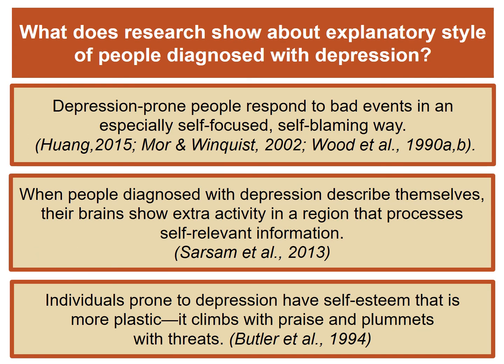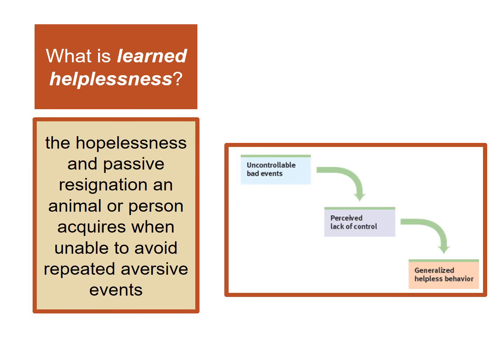What does research show about the explanatory style of people diagnosed with depression? Depression-prone people respond to bad events in an especially self-focused, self-blaming way. When people diagnosed with depression describe themselves, their brains show extra activity in a region that processes self-relevant information. Individuals prone to depression have self-esteem that is more plastic. It climbs with praise and plummets with threats.